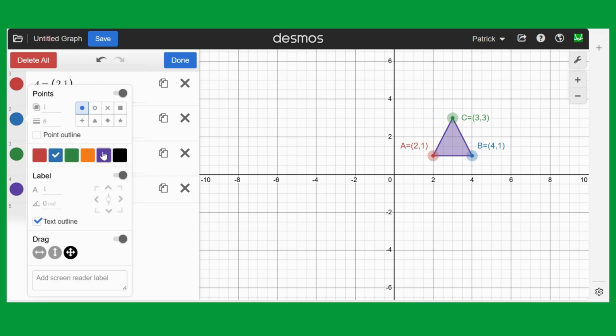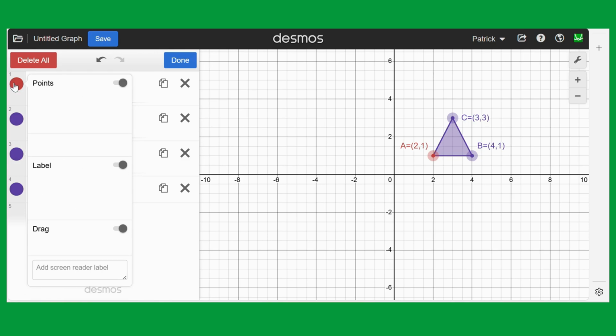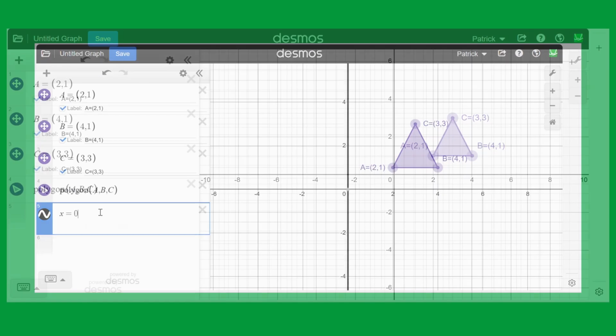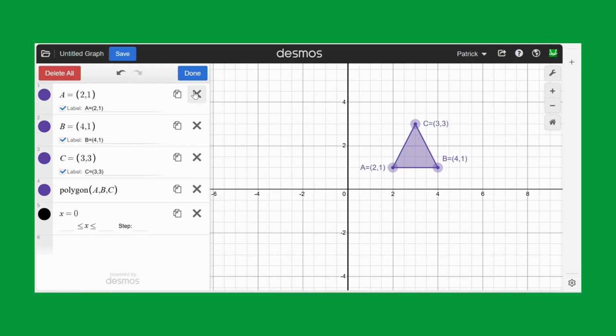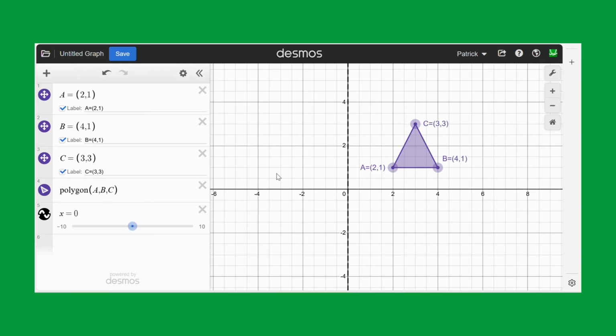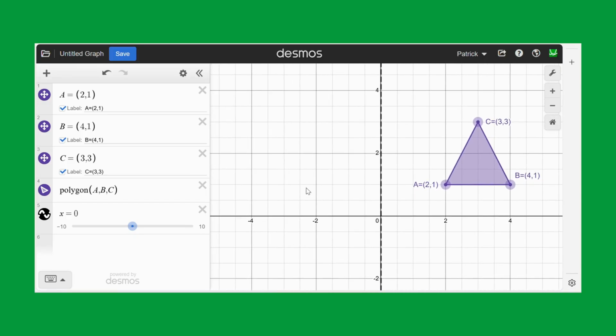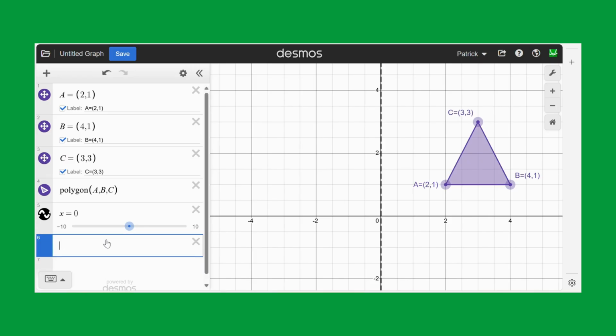Reflection across the y-axis. Our first line of reflection is the y-axis itself. On Desmos, the y-axis is the vertical line where x equals 0. You can even type x equals 0 into a new line to highlight it. When reflecting across the y-axis, the rule is simple. The x-coordinate of each point changes its sign, while the y-coordinate stays the same. So, if your original point is (x, y), its reflected image will be (-x, y).